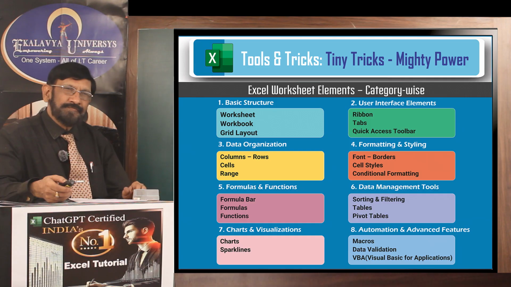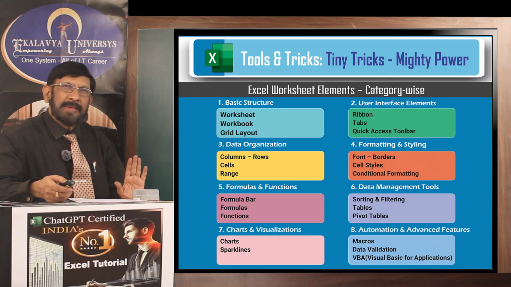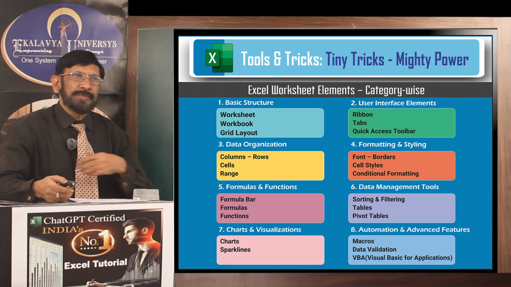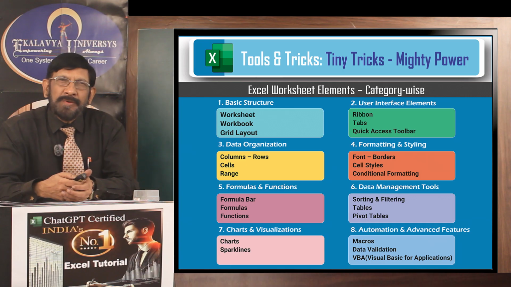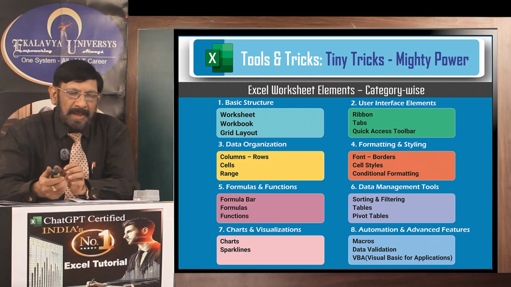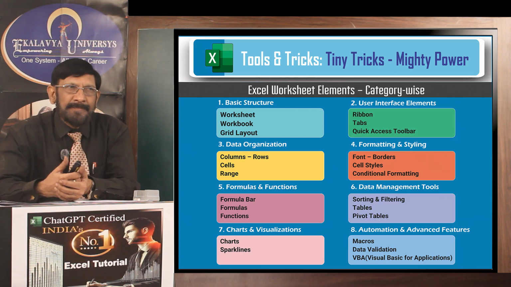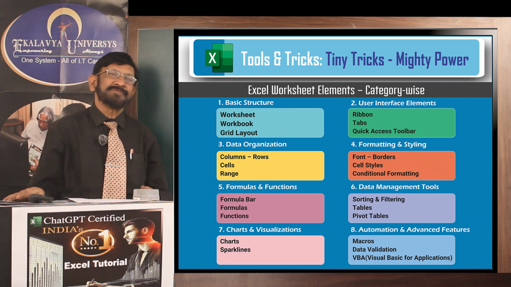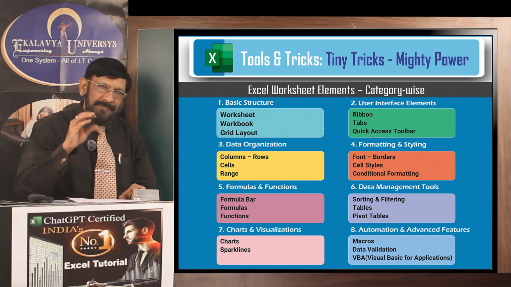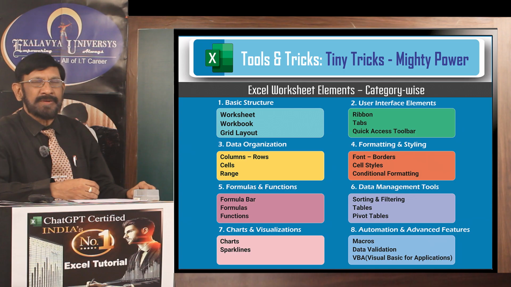Now, I'm showing you a different type of classification based on the functionalities. Here, just have a look. I made 8 groups, namely basic structure, user interface elements, data organization, formatting and styling, formulas and functions, data management tools, charts and visualization, automation and advanced features. This is a different classification. However, if you understand one or two classifications, everything contributes in a different fashion. That point you have to understand.